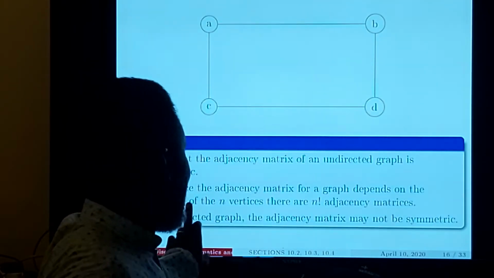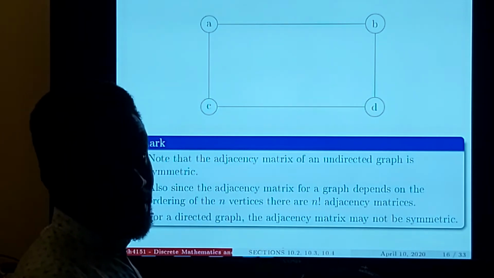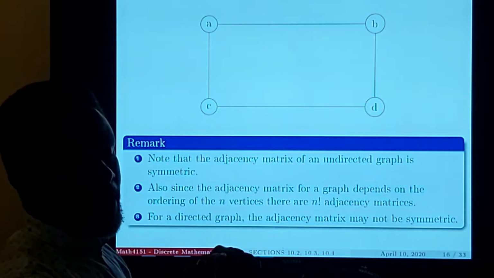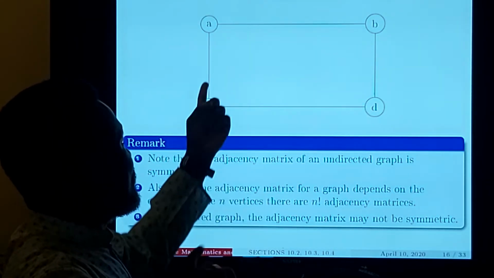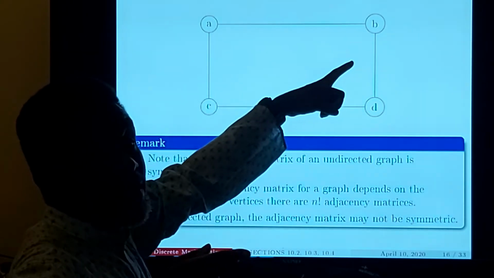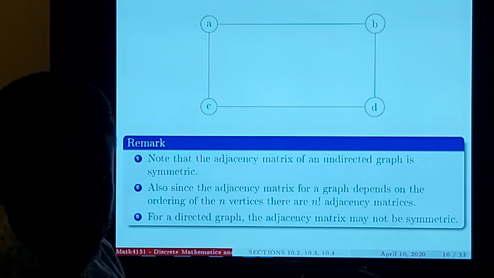And finally, for a directed graph, for a digraph, the adjacency matrix may not be symmetric. Why? Because for digraphs, you have direction. You may have an edge connecting A to B, but you may not have an edge connecting B to A. So there's no symmetry there.